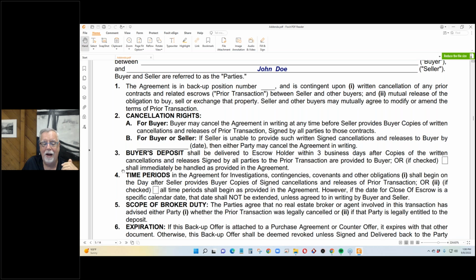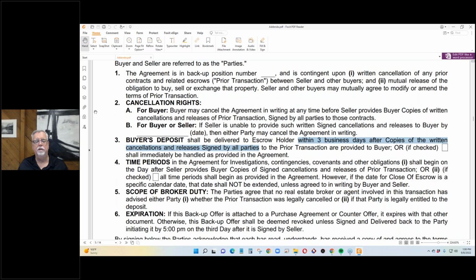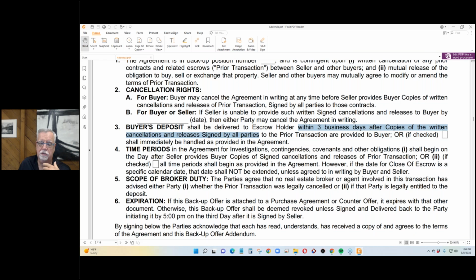Notice for deposit and time periods: within 3 business days after copies of the written cancellations and release signed by all parties. So the buyer in a backup offer doesn't have to put an earnest money deposit into escrow until the first offer has been canceled and they've been given notice of that. And time periods for all the contingencies, inspections, and whatever do not start until the buyer has been given copies of the cancellations and releases signed by everybody.